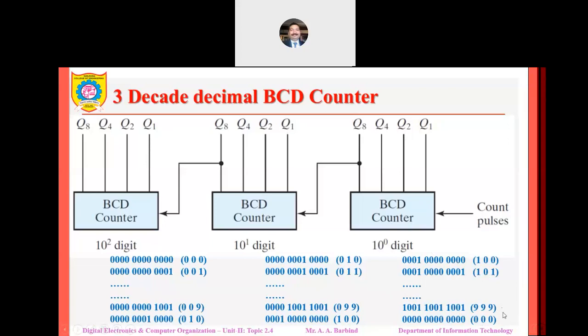Okay, so it has got 1000 different states, as it is a 3 decade counter, capable of counting decimal numbers up to three digits. So the count will be from 000 to 999. So this is a three decade decimal counter. In this fashion, you can have a four decade decimal counter, which can count up to 9999, or you can even cascade BCD counters for higher numbers.